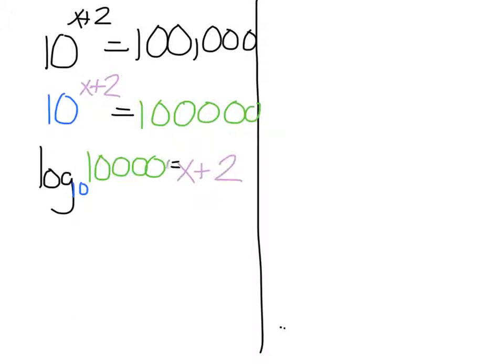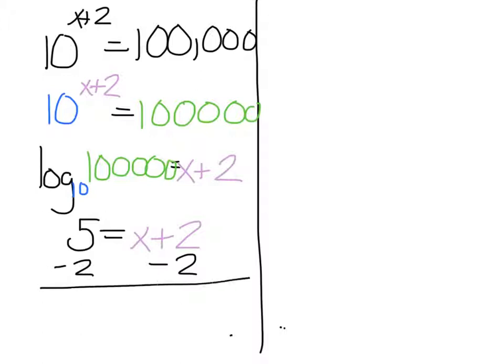Oops, just realized I left off a 0 there. Sorry about that. Okay, so 10 to what power gives me 100,000? I put that in my calculator, or I do it in my head, and I realize that that's going to be 5. So now 5 is equal to x plus 2. Really simple equation to solve now. I can just subtract 2 from both sides, and I'll get that x is equal to 3.